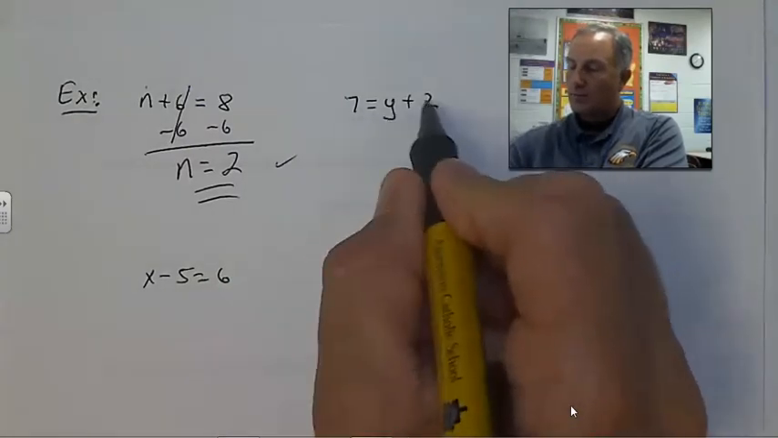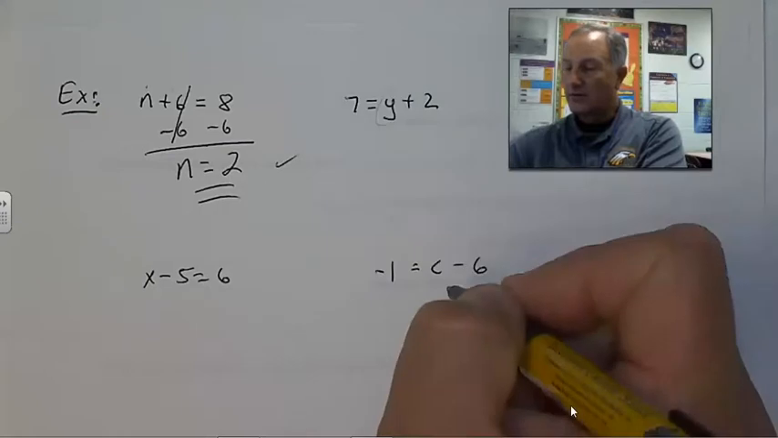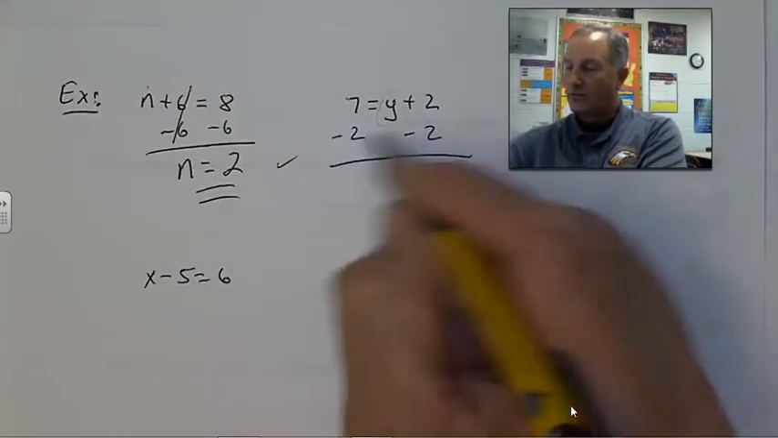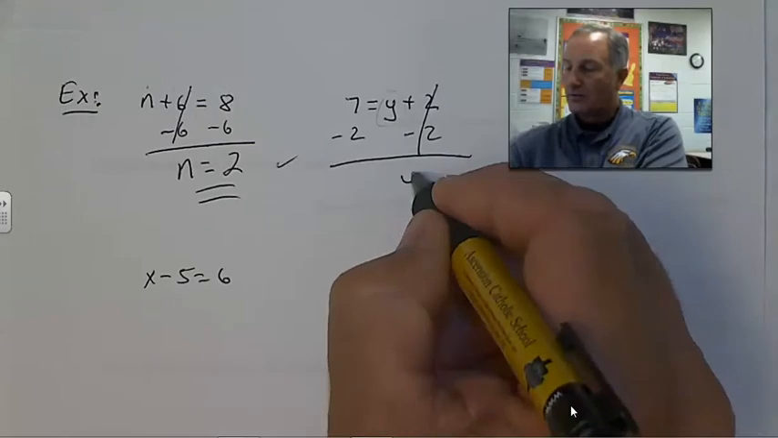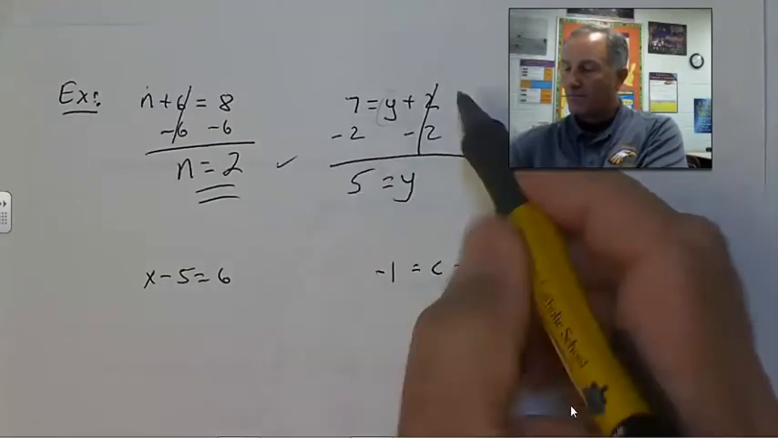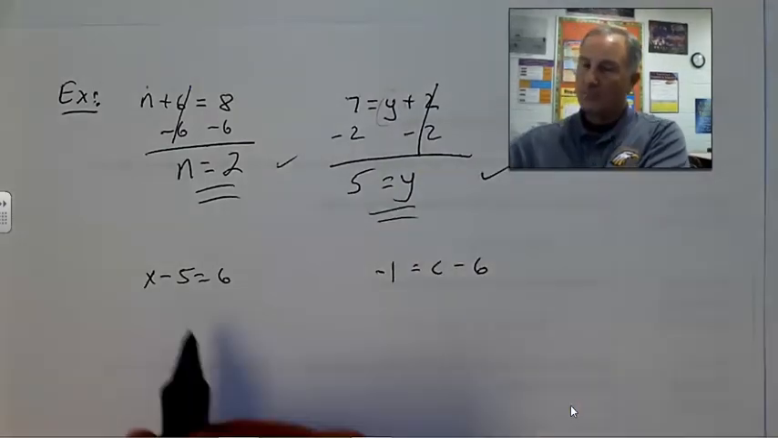7 equals y plus 2. I want to get y by itself. I don't care what side it's on. I want to get it by itself. So I've got a plus 2, so I've got to subtract 2 from both sides. Do the same to both sides. Cancels there. And I get 7 minus 2 is 5. Does 7 equal 5 plus 2? Sure does, it checks.